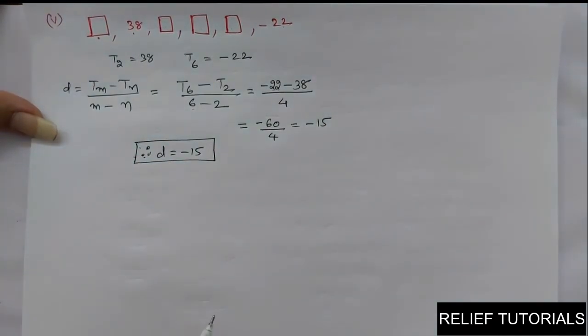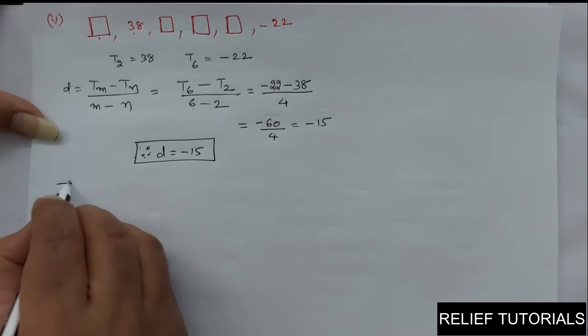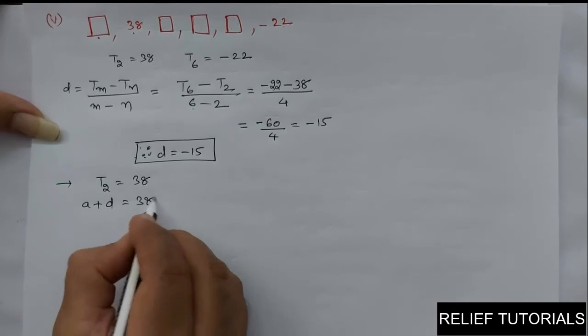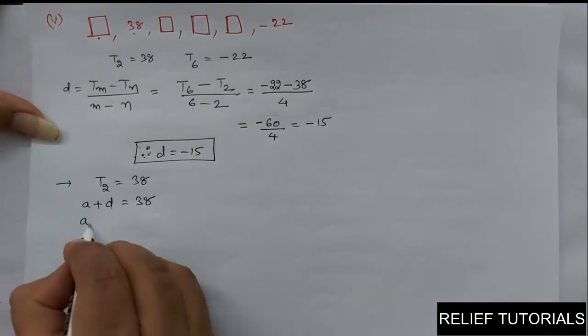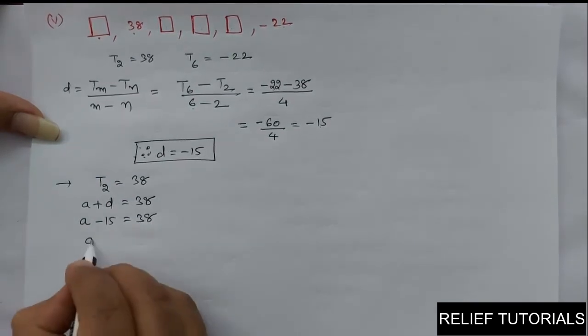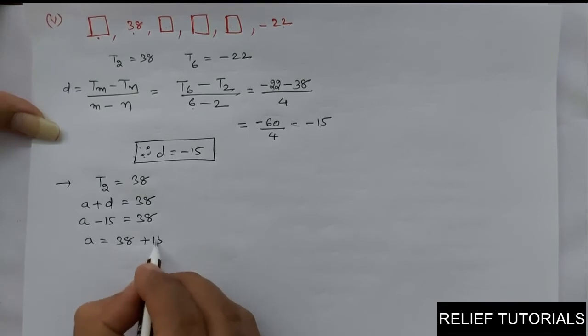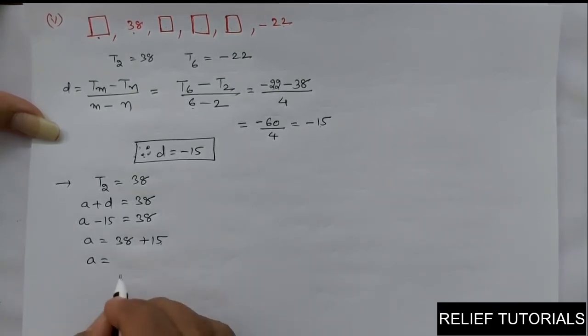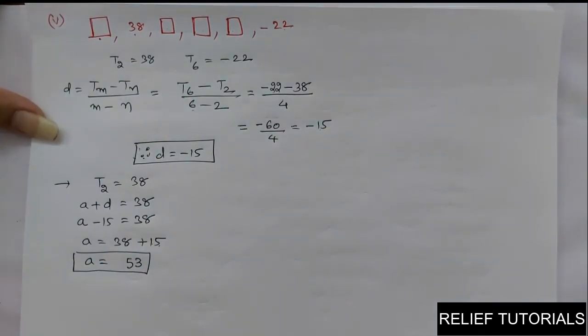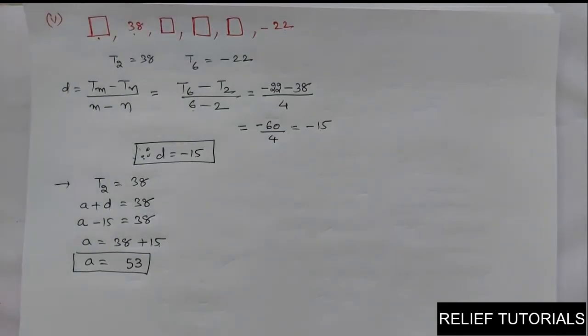Now we want A. Here it is given that T2 is 38, so we'll use that now. T2 means A plus D is equal to 38. A we don't know, and the difference is minus 15. So I can write A minus 15 is equal to 38. So A is equal to 38 plus 15, which is 53. So A is equal to 53. So we got the first term, T1.